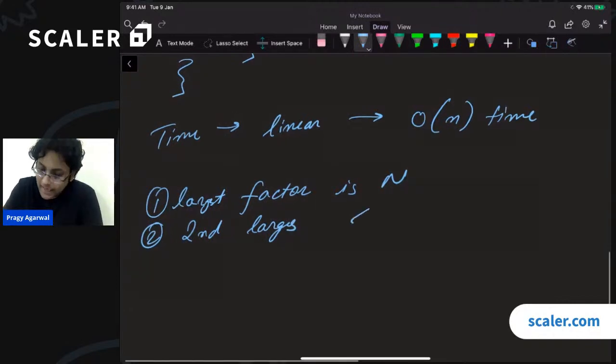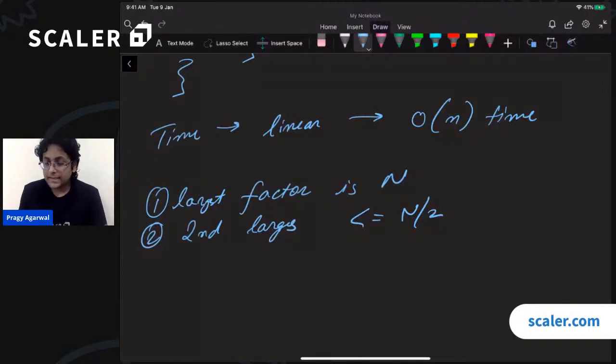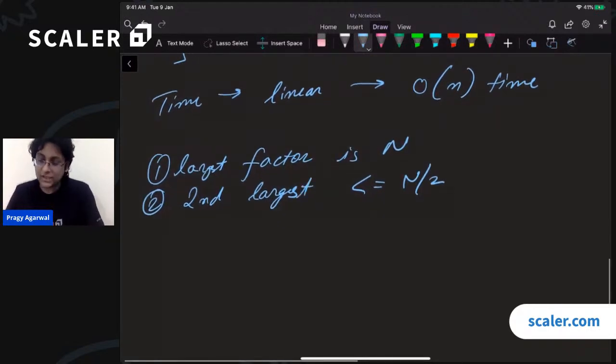That must be less than or equal to n by 2, right? That factor must be less than or equal to n by 2. Why? Because if it is greater than n by 2, then its corresponding pair, right? Divisors always come in pairs. Factors always come in pairs. Its corresponding pair will not be an integer, right? 2 is the smallest integer that might divide this number apart from 1, right? So we know that the second largest has to be less than or equal to n by 2.